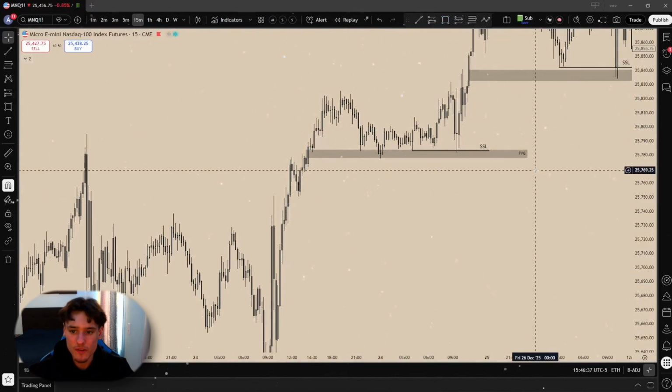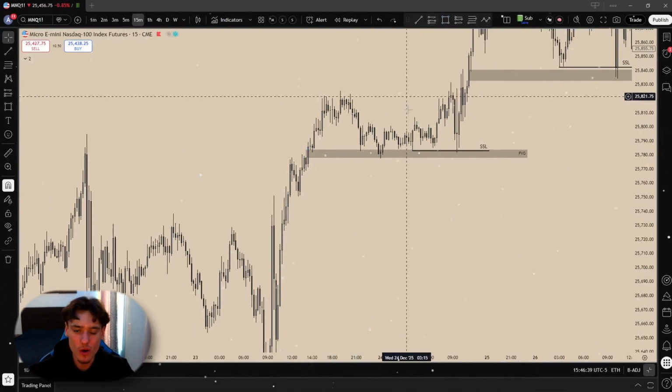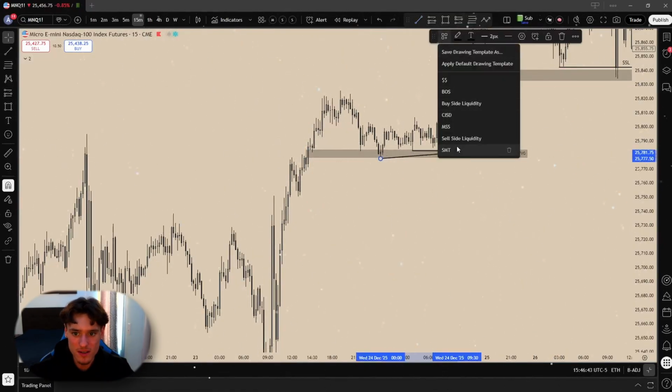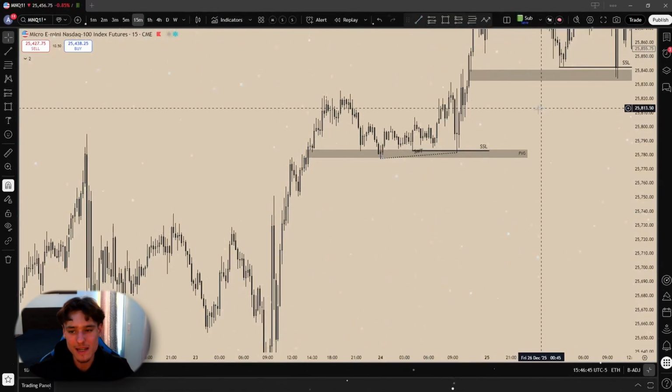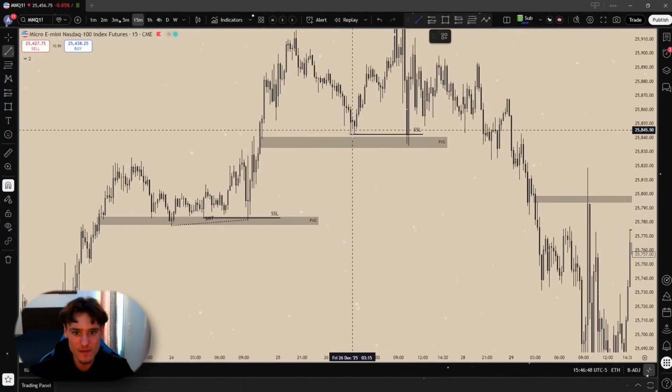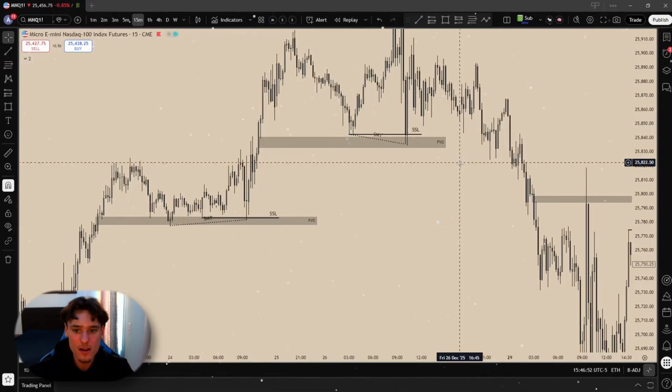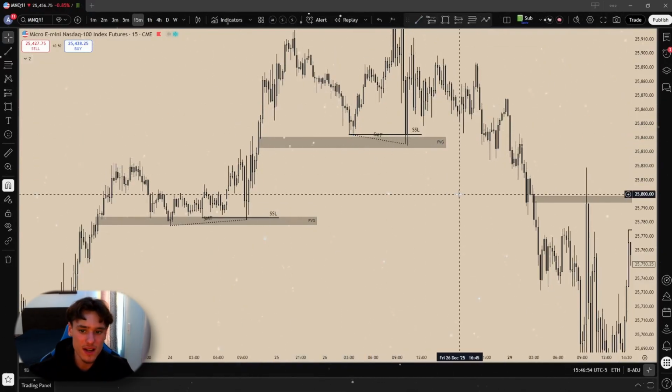Another thing, if you don't have a fair value gap, you can always use SMTs. Now, SMT, that works as well. And SMTs, of course, you want to use with NASDAQ and the S&P 500. Why? Because they are two correlated assets. So if you don't have a fair value gap, use an SMT.